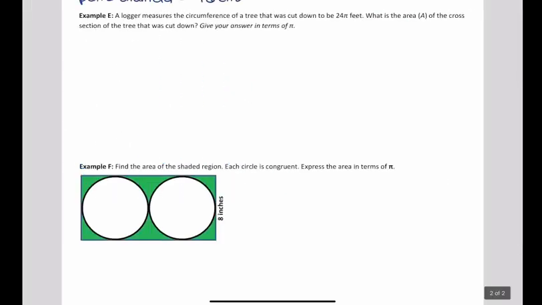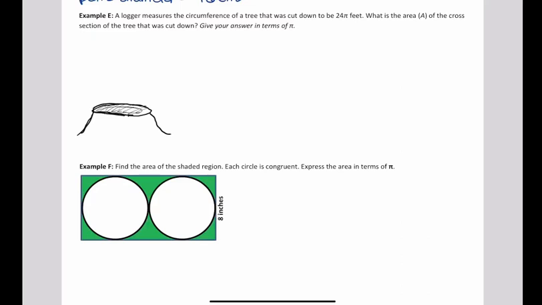Okay, for example E here, it says a logger measures the circumference of the tree that was cut down to be 24 pi feet around. What is the area, A, of the cross-section of the tree that was cut down? Give your answer in terms of pi. So it's basically asking, the tree was cut down and we're looking at the stump, we're looking at this area.